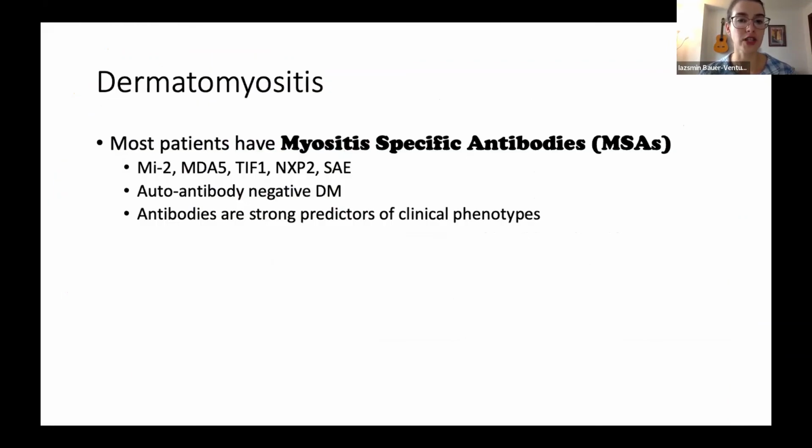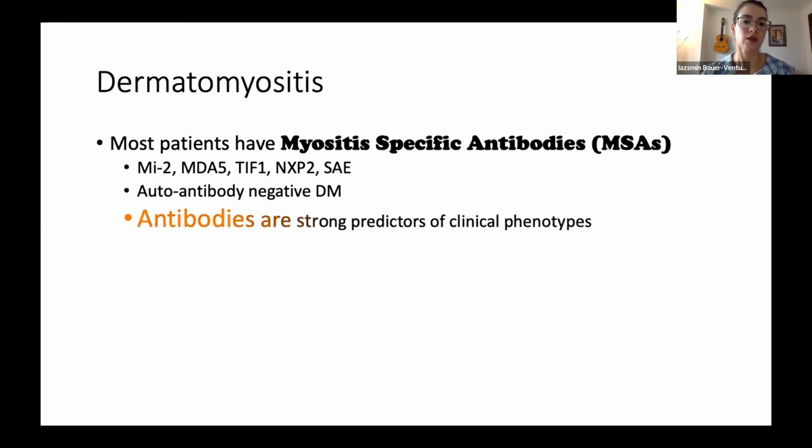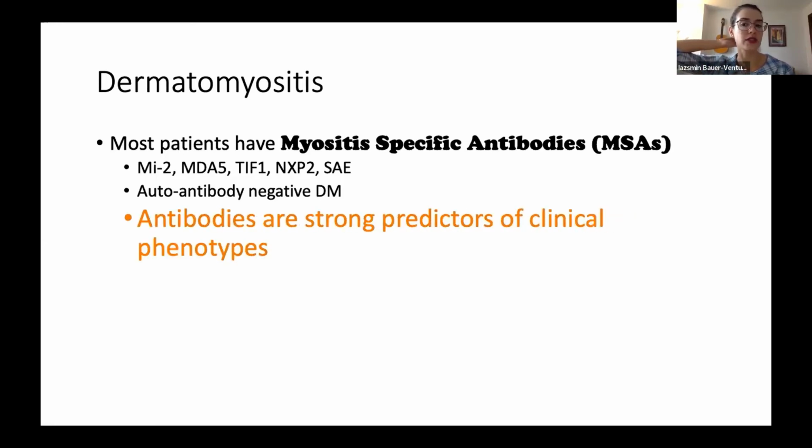Dermatomyositis patients usually have what we call myositis-specific antibodies. These are the most common ones, the 5 antibodies that I have reviewed here. We're going to talk a little bit more in a few slides. Some patients may also have an antibody-negative dermatomyositis. The most important thing I want you to get from this talk is that antibodies strongly predict clinical phenotypes. Depending on the antibody you have, your dermatomyositis presentation may be different.